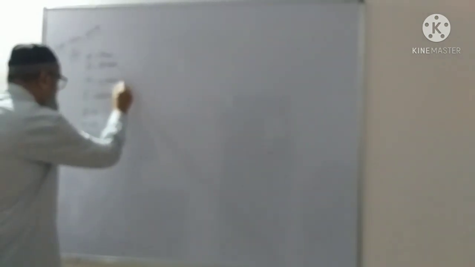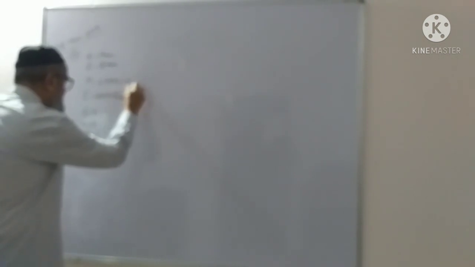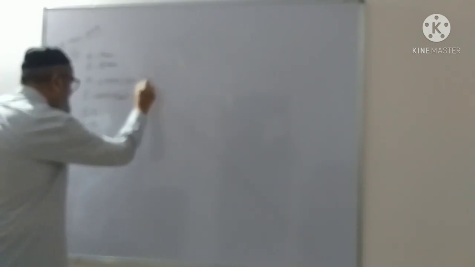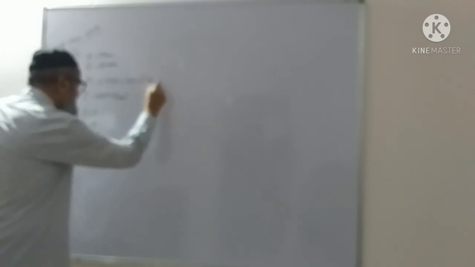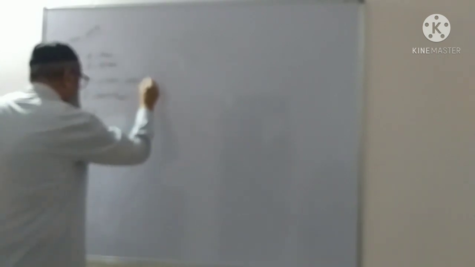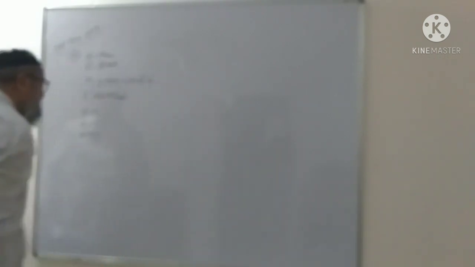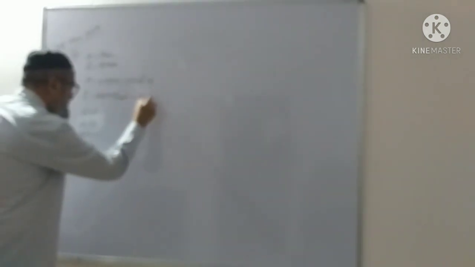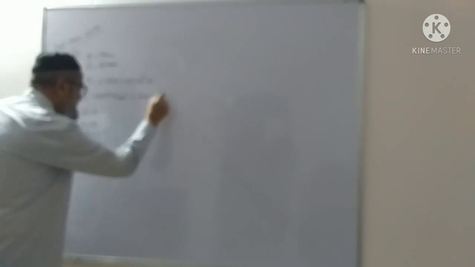Now, first of all, I will convert this load into newtons: 25 into 10 to the power of 3 newton. 1 kilonewton is 1000 newtons, or 10 to the power of 3 newtons, so it is 25 into 1000. Similarly, the modulus of elasticity is 200 into 10 to the power of 3 newton per mm square.